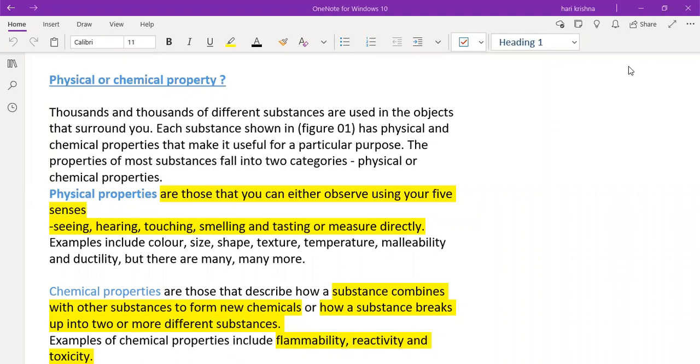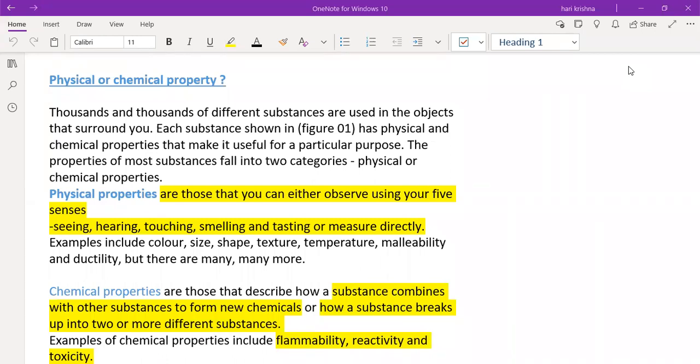So what are the examples for the physical properties? Color, size, shape, texture, temperature, malleability, and ductility. If a color change happens now, that is a physical change. But we can say color changes sometimes happen in a chemical change also. That we'll discuss afterwards. Okay?